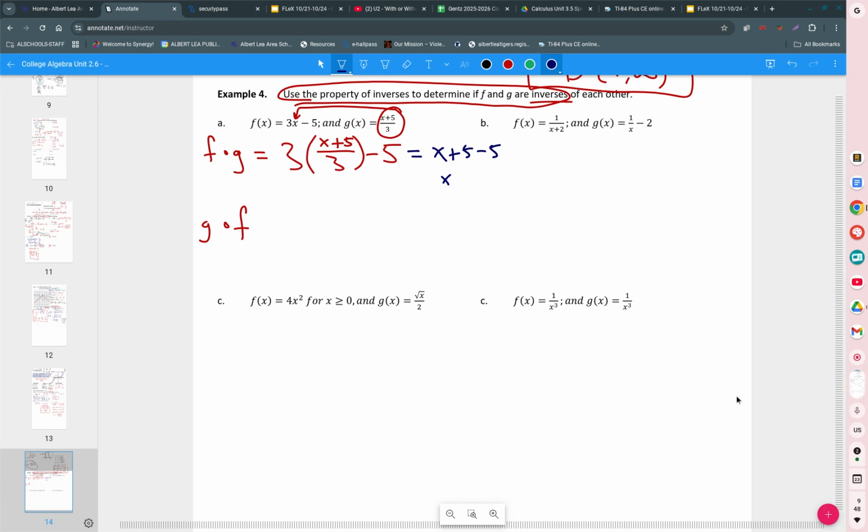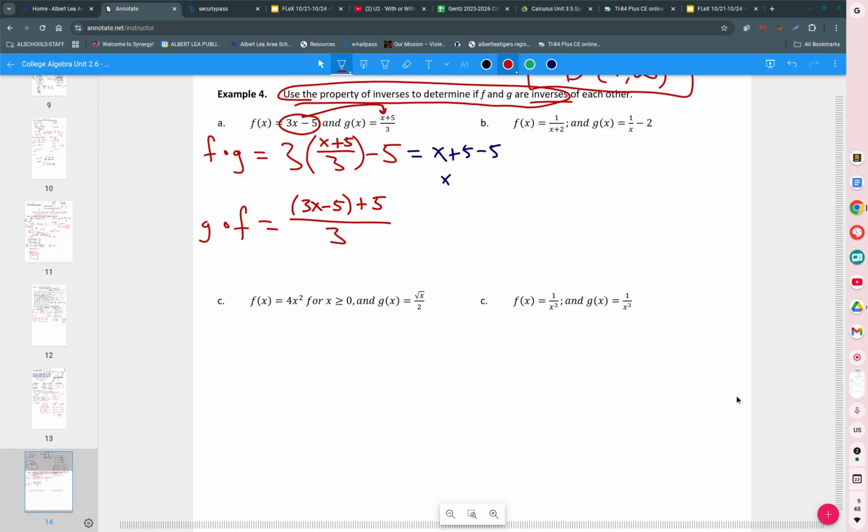We're going to go ahead and switch. We're going to now do g of f. That means I take f and I plug it in right here. I really like to see those parentheses so I know what you're plugging in. Plus 5 divided by 3.